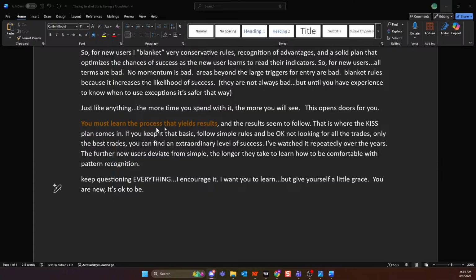You've got to learn the process that yields the results. The results seem to follow. That's where the plan comes in, guys. If you keep it that basic, if you follow simple rules, if you're okay not looking for all the trades, only the best trades, you can find an extraordinary level of success.